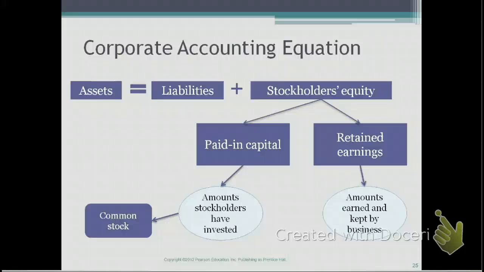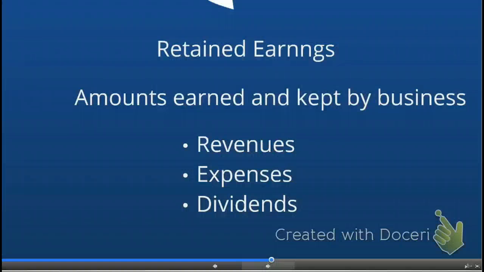This is the expanded corporate accounting equation that we saw in your last section. Now let's focus on retained earnings. We said retained earnings were the amounts of profits that were earned and kept by the business. Let's take a look at the components of retained earnings. Retained earnings have three components: revenues, expenses, and dividends.